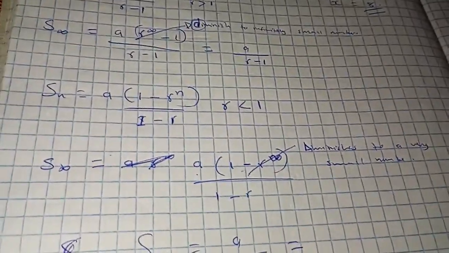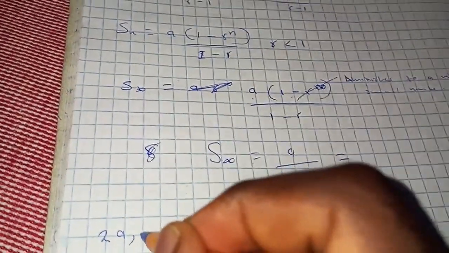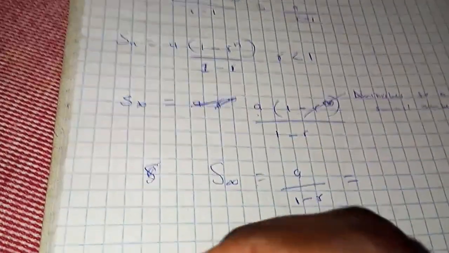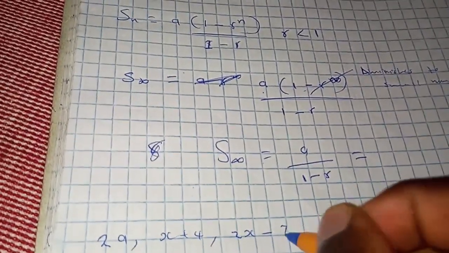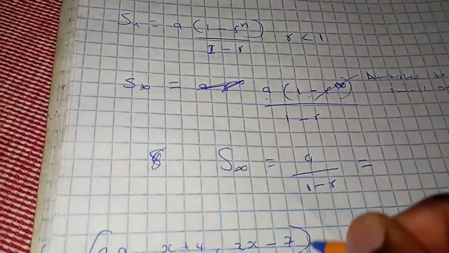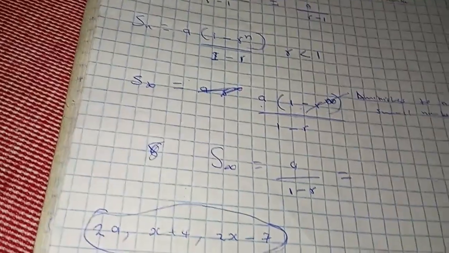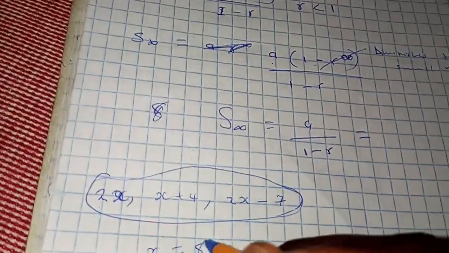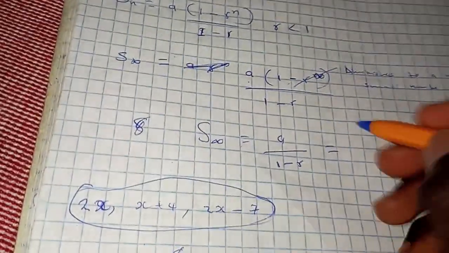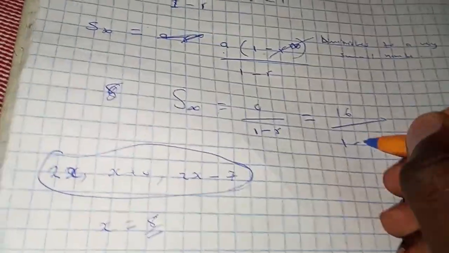From our question, the first term we were told is 2x, then the second term was x plus 4, and the third 2x minus 7. This is the series we were given in the question. So our first term a will be 2x, and we are told that x equals 8. So 2 times 8 we have 16, divided by 1 minus r.